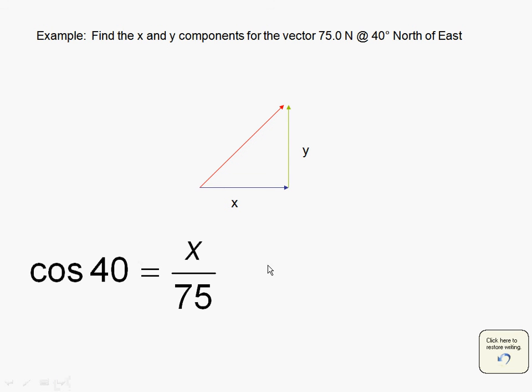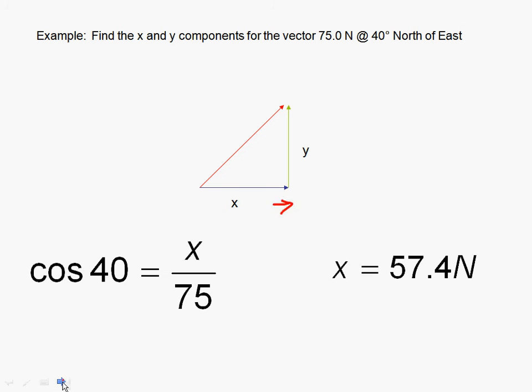So from my first step, my cosine, SOHCAHTOA: cosine is adjacent over hypotenuse. My hypotenuse is 75. Make sure you're in degrees when you use your calculator. Your x is 57.4. Now, we also need the direction. My x is pointing towards the east, so my final answer for this is 57.4 newtons east.